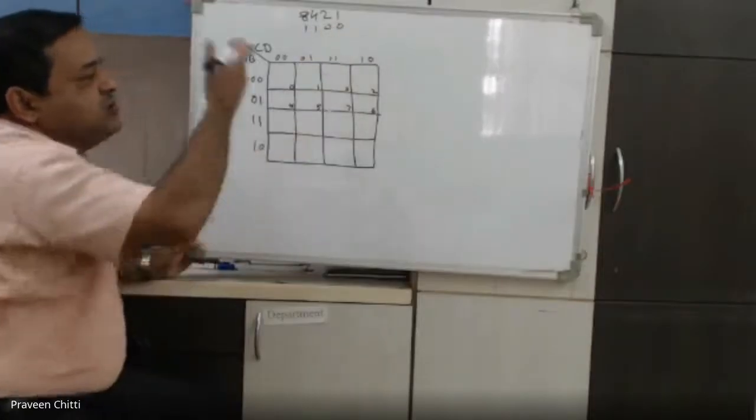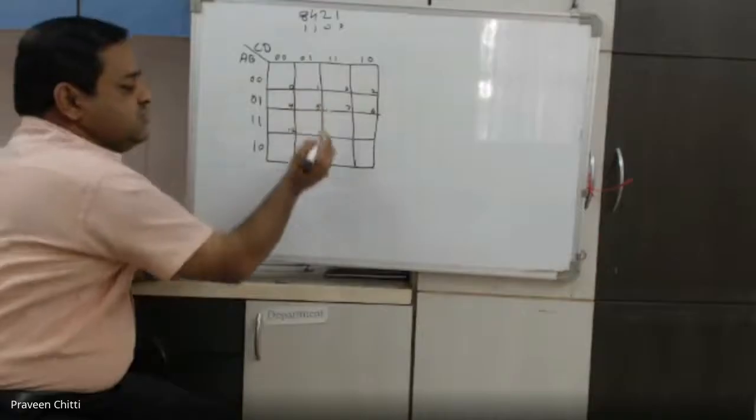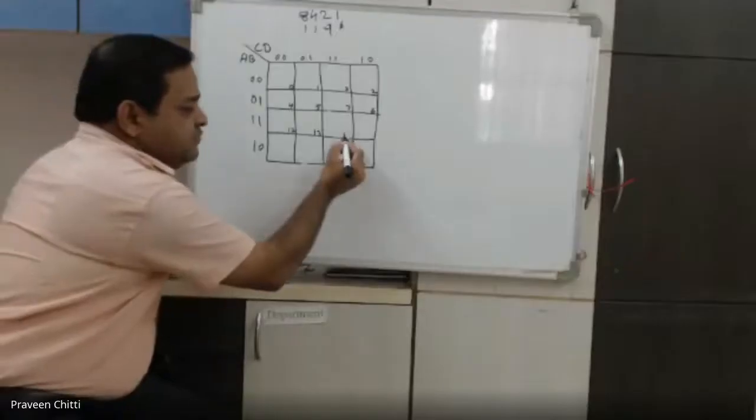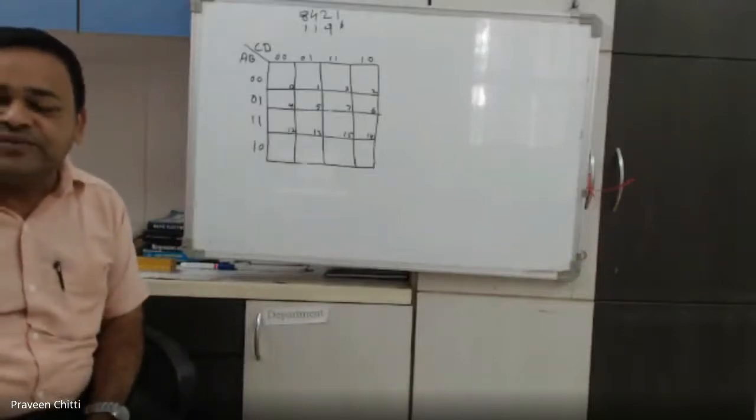I told 8, 4, 2, 1, you should remember. 8, 4, 2, 1. Now you have to write 1, 1, 0, 0. It is how much? Check there. 12. 8 plus 4, 12. So this is 12. Then 1, 1, 0, 1 is 13. 8 plus 4, 12 plus 1, 13. Then 1, 1, 1, 1 is 15. Then 1, 1, 1, 0 is 14. Not 16. You will not get 16. Maximum 0 to 15 only, madam.